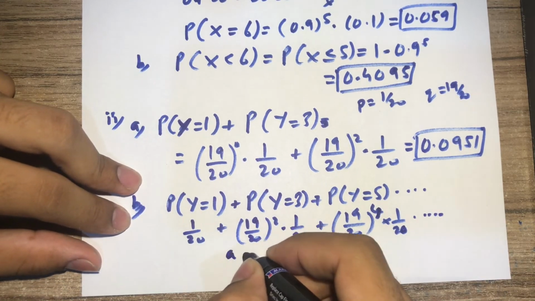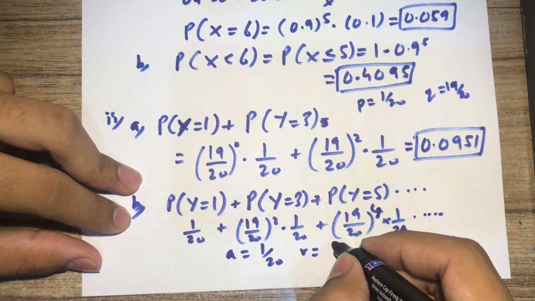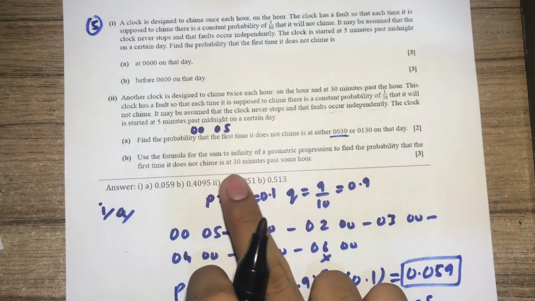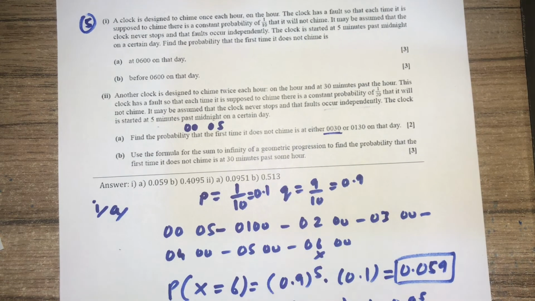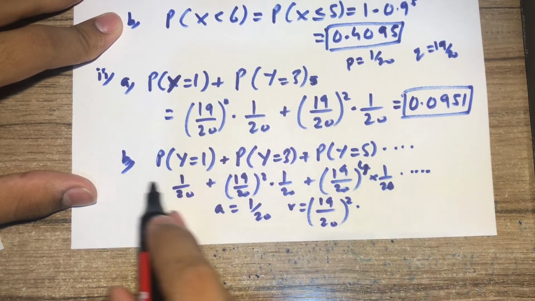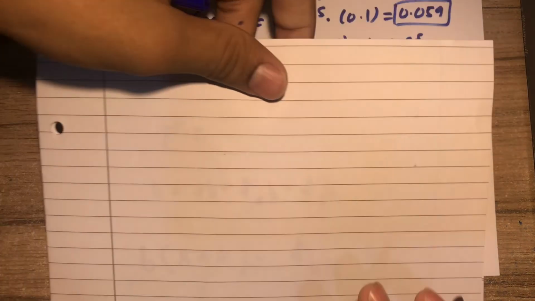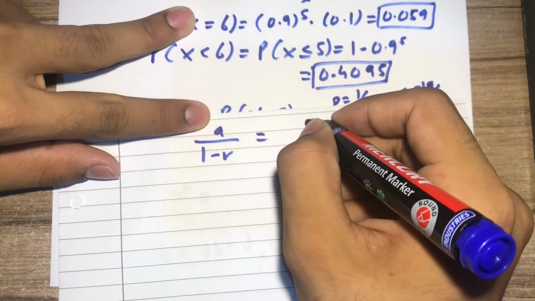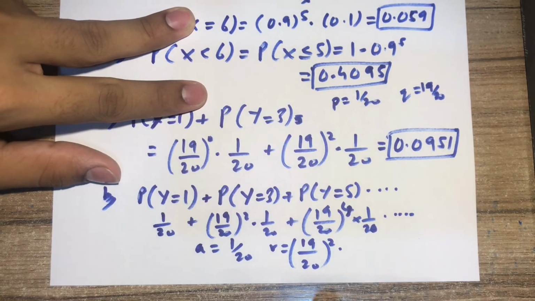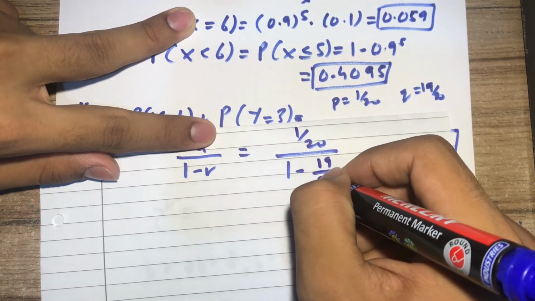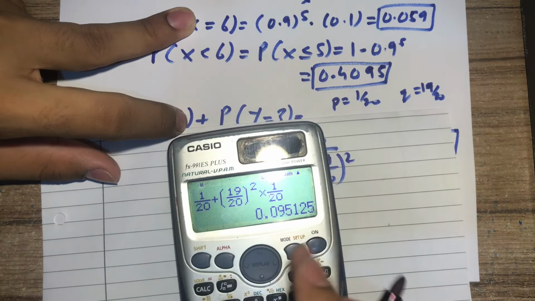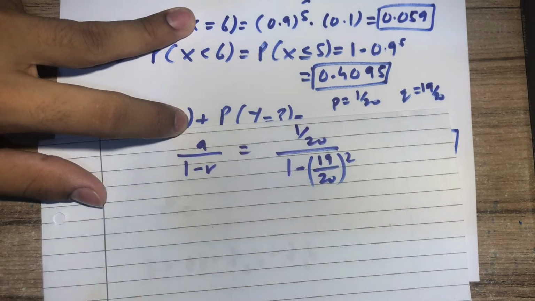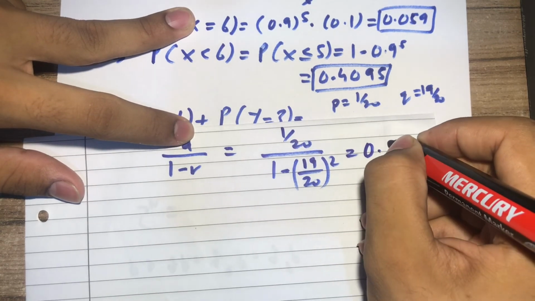So over here, if we take it as a geometric progression, the first term is 1 over 20, and the common ratio is 19 over 20 whole squared. So we have to find the probability that it does not chime at 30 minutes past some hour, right? So we have to basically find the sum to infinity of this expression. The formula for sum to infinity is a upon 1 minus r. A over here is 1 over 20, r is 19 over 20 whole squared. This is coming equal to 0.513.